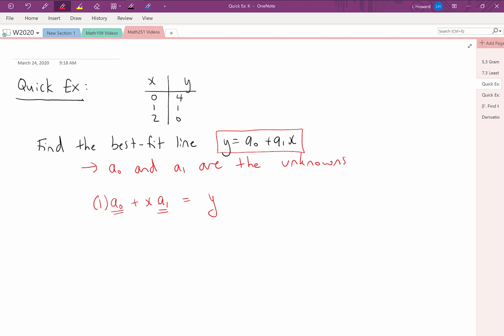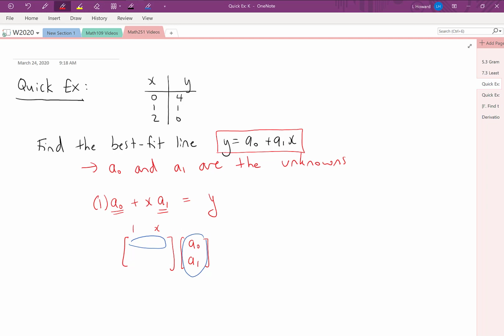Okay, and that prompts us how to set up our system. The idea is that the a0 and the a1 are the variables, so they're going to go into this position here. And what we need to have in the columns are 1 and x. Remember that when we do a multiplication, we're multiplying that row with that column there, so we actually need the 1 to multiply with the a0 and the x to multiply with the a1. So that's why we set it up that way.